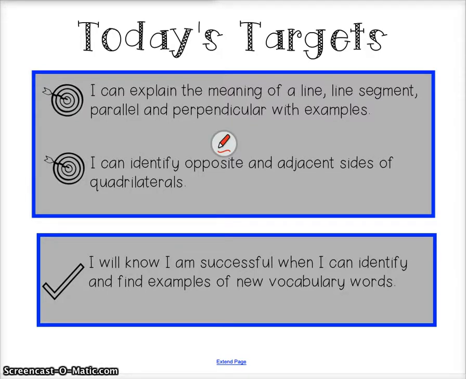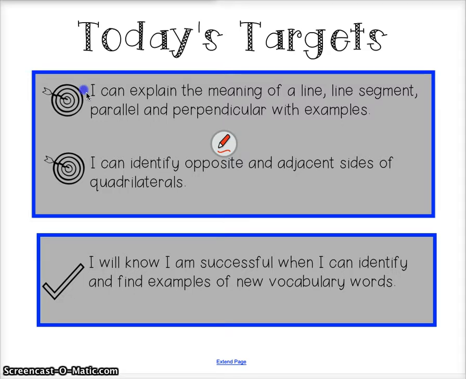We are going to do some more vocab. Heads up, it's going to be a lot of vocab in geometry, so you need to be responsible and keep track of these words. Maybe it would be a smart idea for you to find ways that you can practice them, maybe even outside of school, okay? Be responsible.